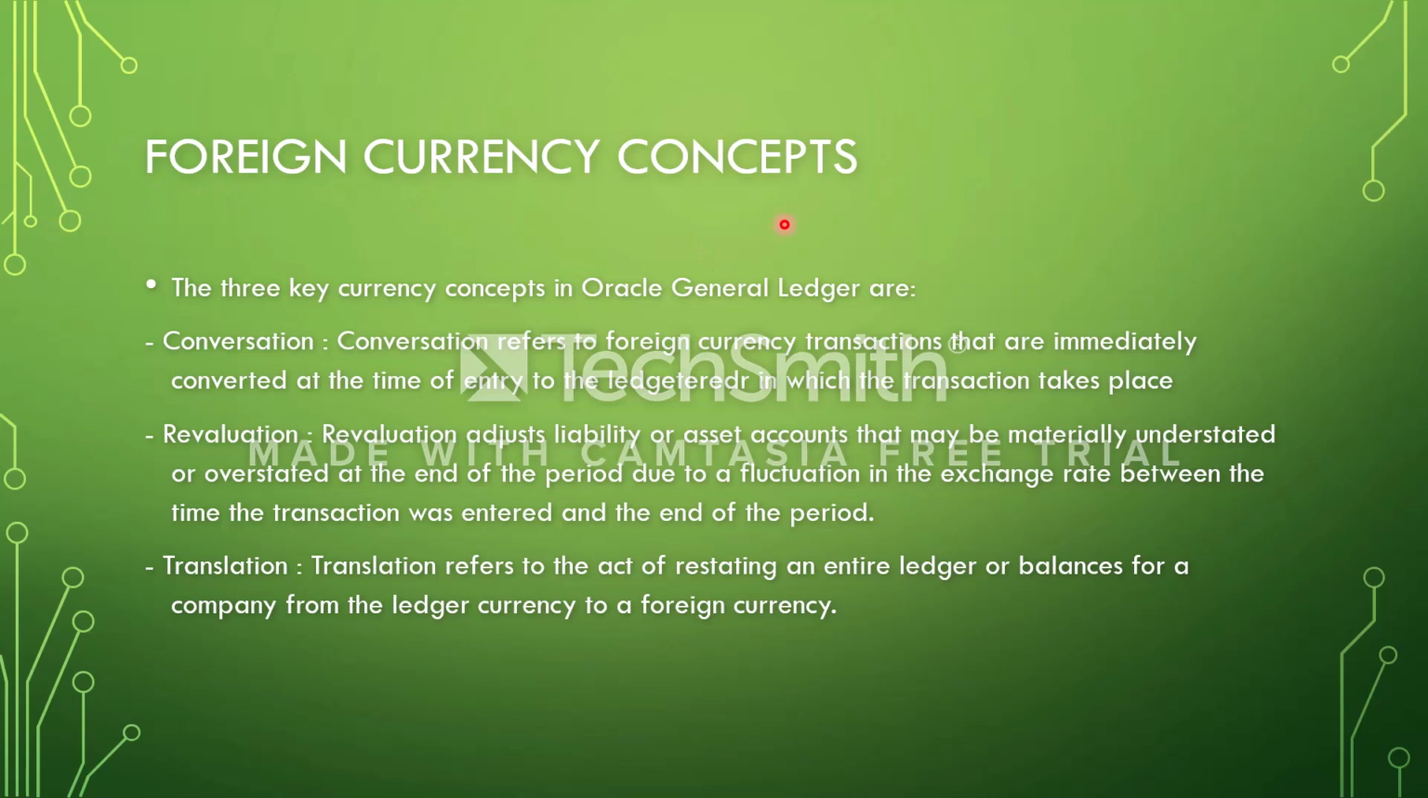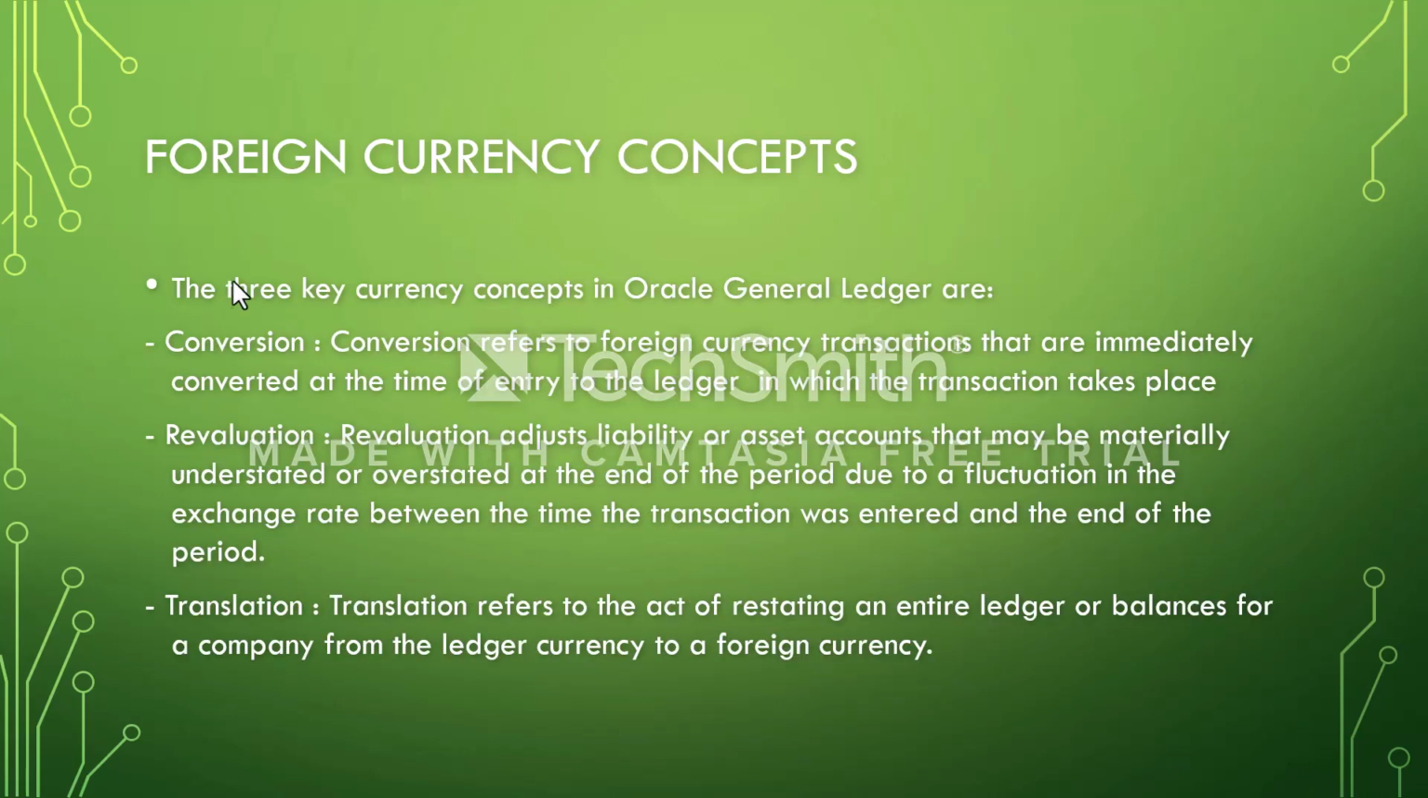Three concepts, the foreign currency concepts. Already we have seen revaluation and translation. The three concepts in the Oracle General Ledger for foreign currency. Conversion. Conversion refers to the amounts that are immediately converted at the time of entry into the ledger in which the transaction takes place. So as we said, conversion will convert each and every time. It converts your balances to the conversion representative that is immediately converted.